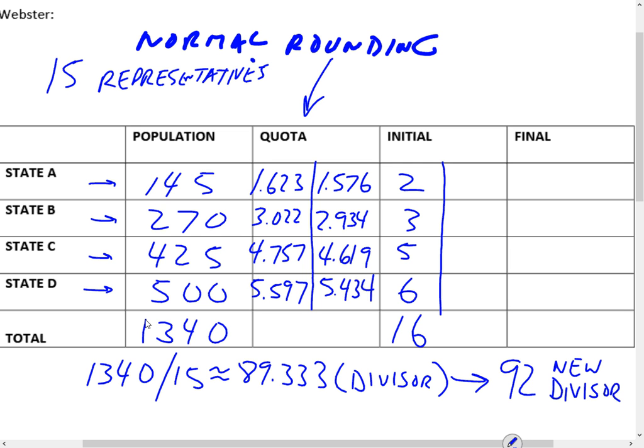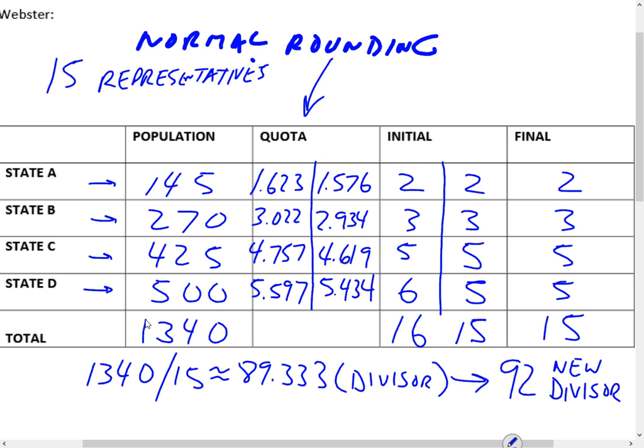Apply normal rounding to that. 1.576. Where does that go? Up to 2. This will still go up to 3. This will still go up to 5. But what about 5.434? Down. That gives us 15. That's what we want. 2, 3, 5.